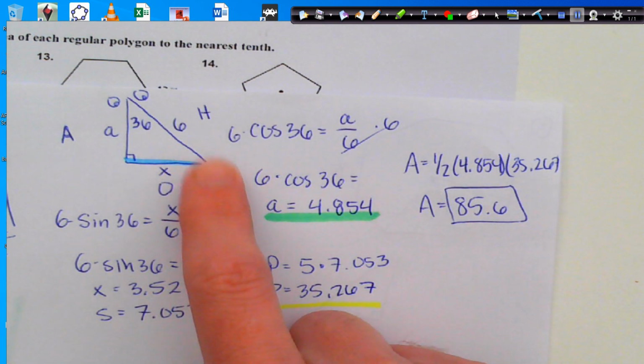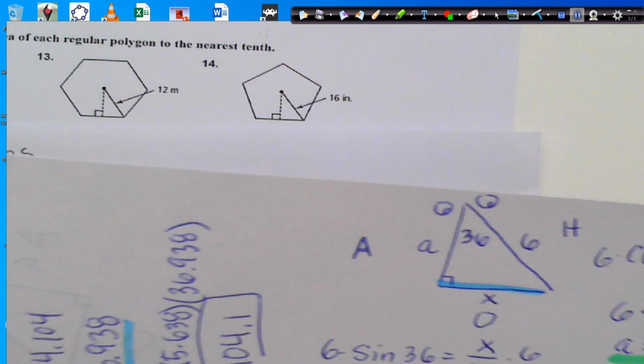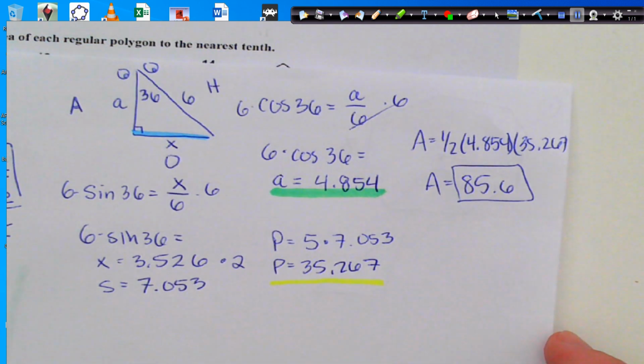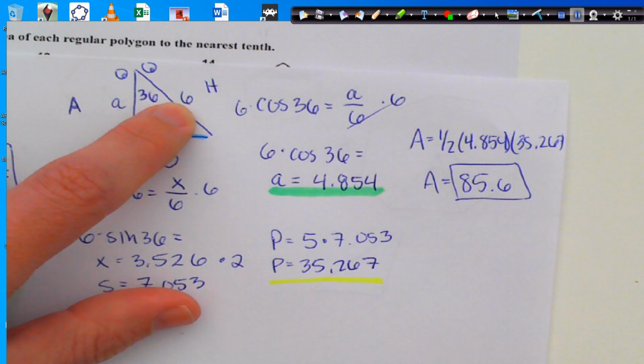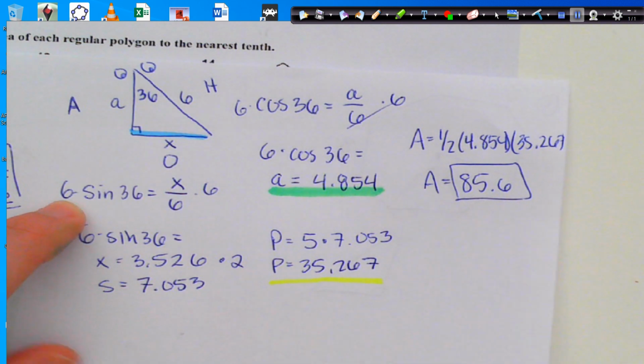I believe this one was the pentagon, right? Or was that the nonagon? See, now I'm getting confused. Pretty sure that was the pentagon. Yeah, pentagon. Okay, so we're going to have the exact same triangle with the 36, but instead of 6 here, we're just going to change that out with a 16. So here we go.